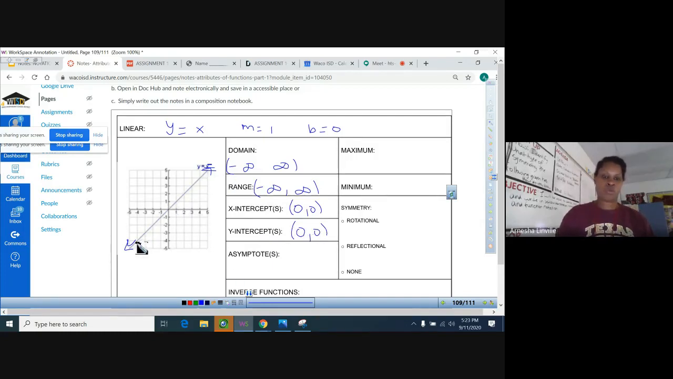You look at the graph, there are no jumps. There are no curves that are leveling. So this graph does not have an asymptote, because it continues. There's no max, nor is there a minimum. And your symmetry is going to be rotational. If you turn this graph or the paper upside down, you'll notice that the graph does not change.